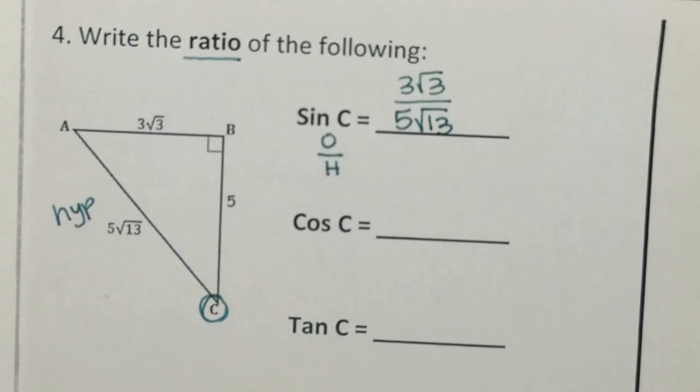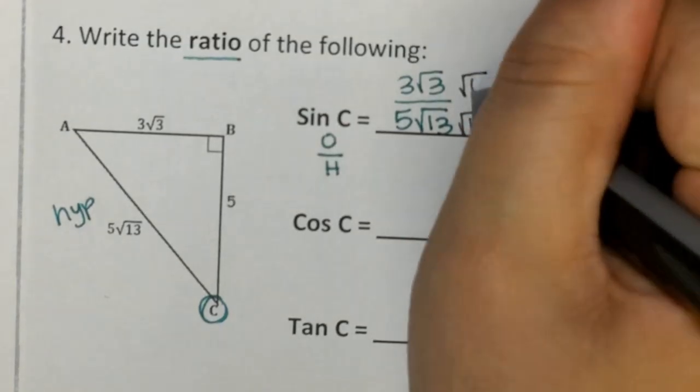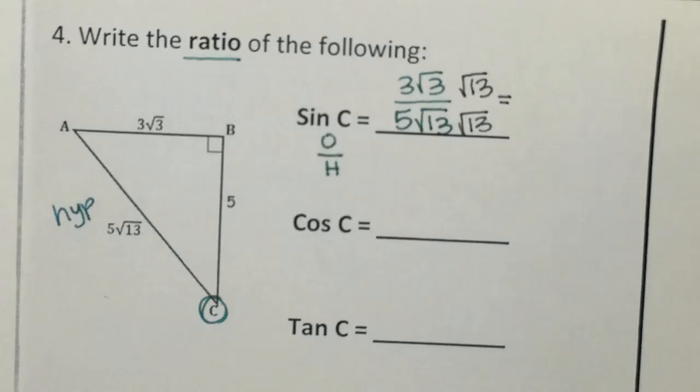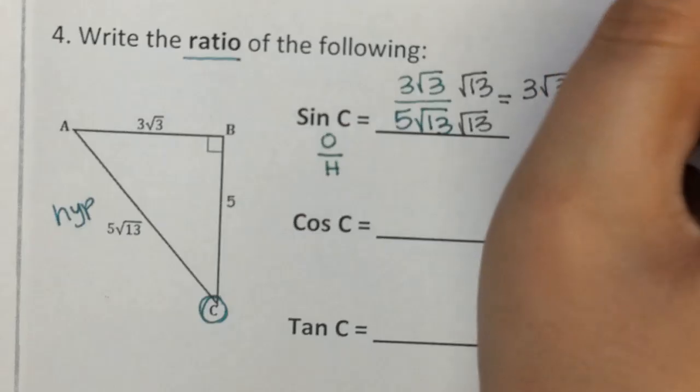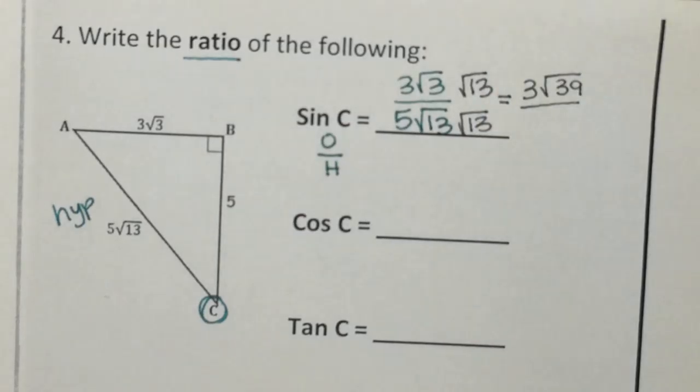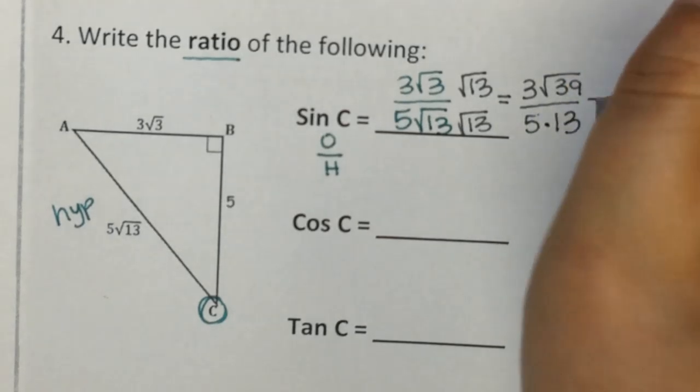No. Why not? I can't have a radical in the denominator, so what do I do? I'm going to rationalize. I'm multiplying both the numerator and the denominator by square root of 13. That gives me 3 root 39 over, what's going to be the bottom? 5 times 13. And what is 5 times 13?